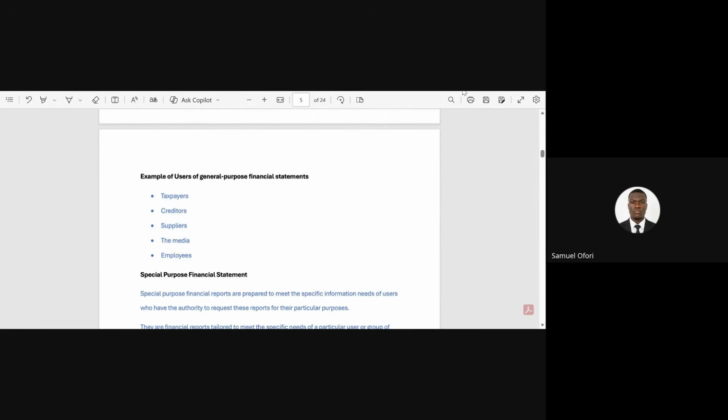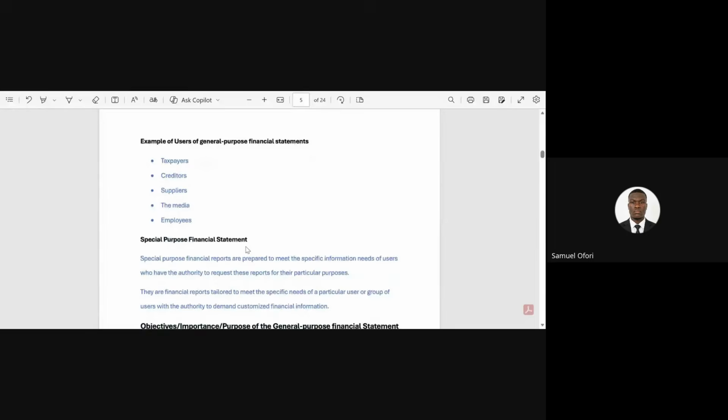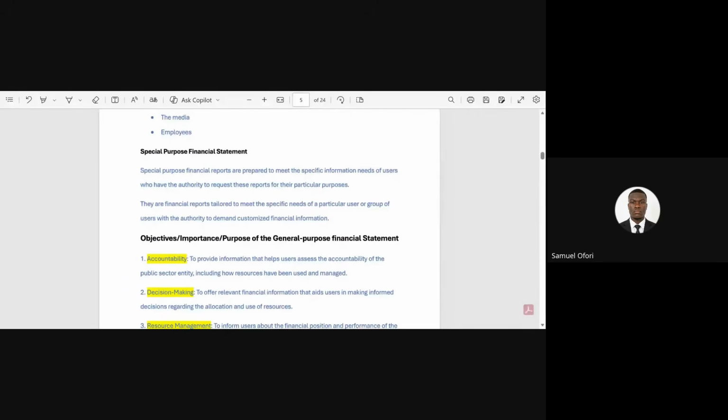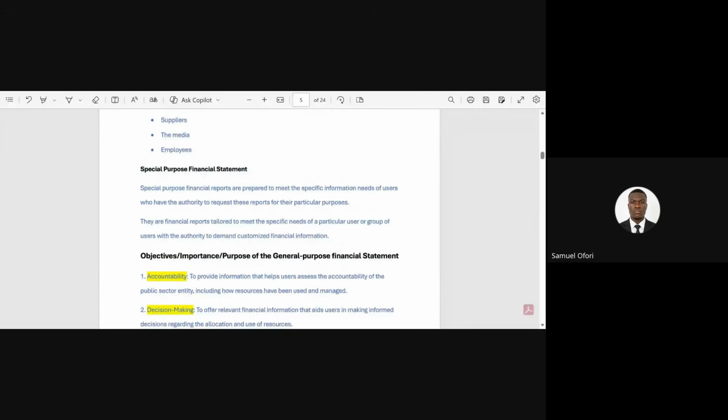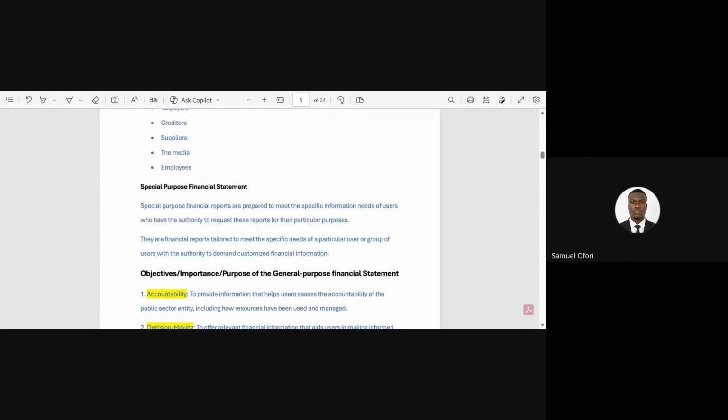But for a special purpose financial statement, as you all mentioned, it's for special people. Special purpose financial reports are prepared to meet the specific information needs of users who have the authority to request these reports. Please, can you come on board and give examples of the people who can actually come into your organization and request a financial report?